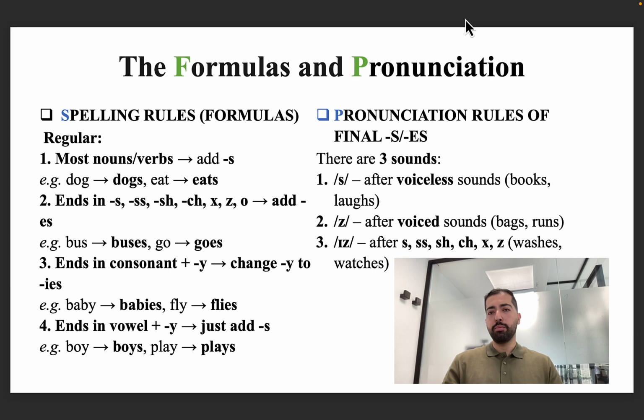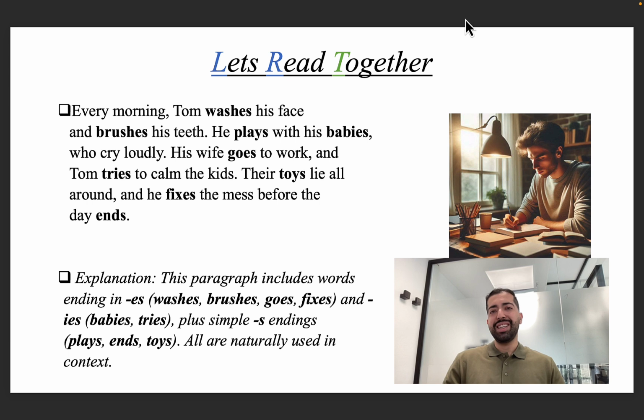In the right column, we have the pronunciation rules of final s or es, which you can take a look at and read on your own, because in the next episode, I'm going to elaborate a little bit more on that. So, in this slide, we have a text which includes some of the s or es grammatical points which we mentioned earlier. And on the bottom side, you are going to have the explanation. Feel free to pause and read it and reflect on it a little bit.